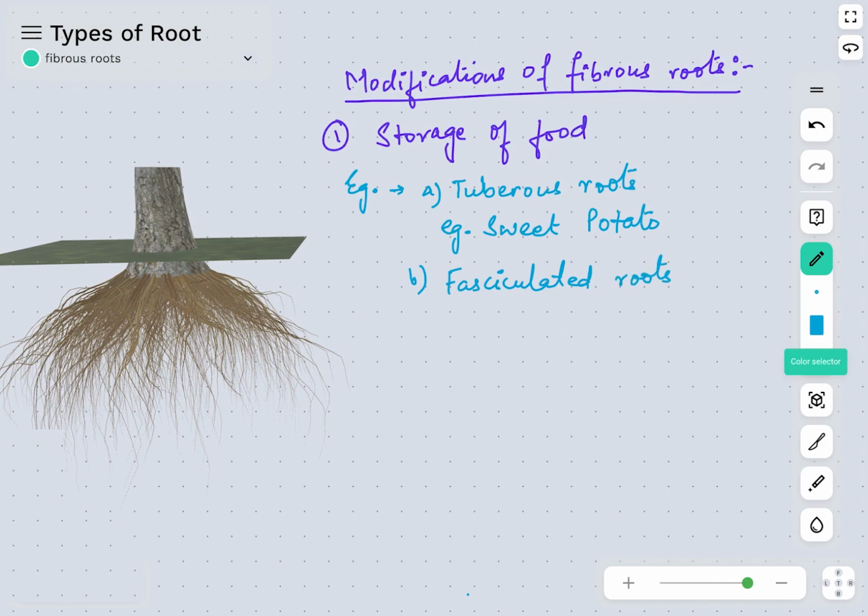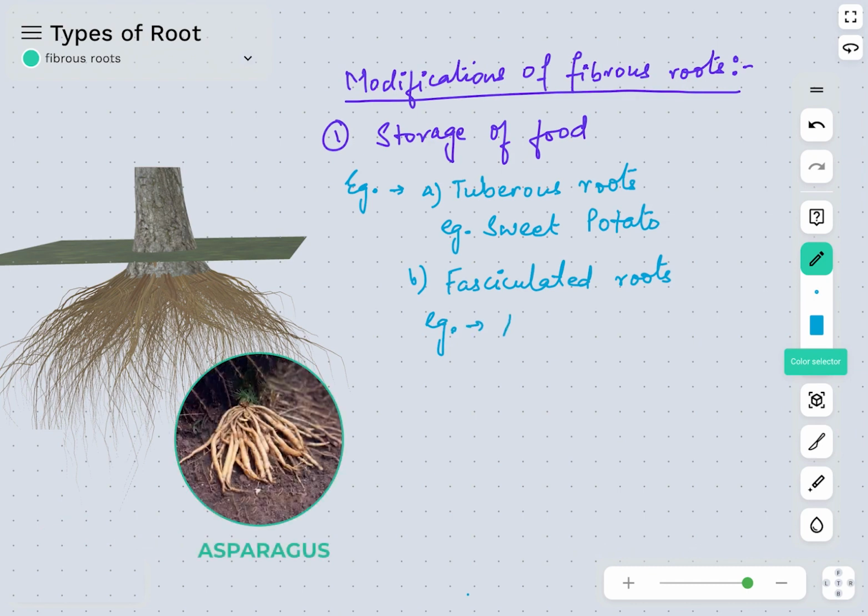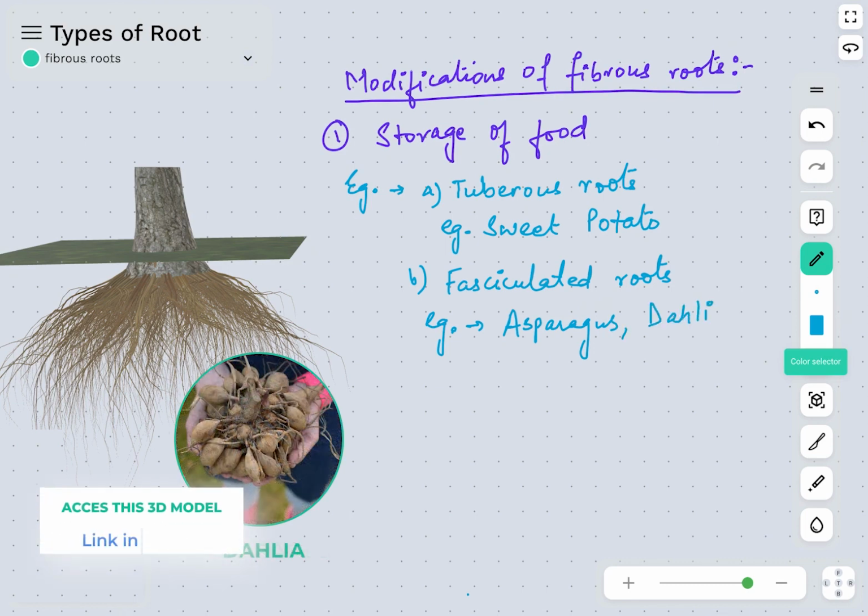While the next example is that of the fasciculated roots. Now, fasciculated roots basically arise in bunches or in clusters. So the details of all these modifications have been provided in the content part of the fibrous root system, which you will find in the description section of the video link, in detail, along with the quiz section as well. So the example of the fasciculated root includes asparagus. All right. So these roots have a peculiarity of arising in clusters or in bunches. So it is asparagus and the flowering plant dahlia. So these are the examples.